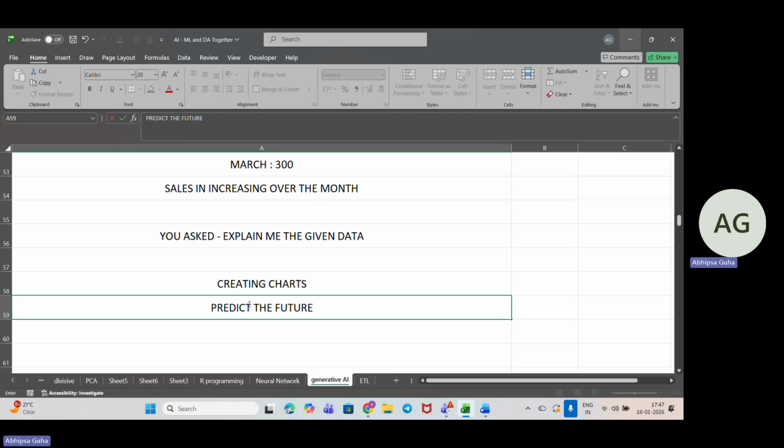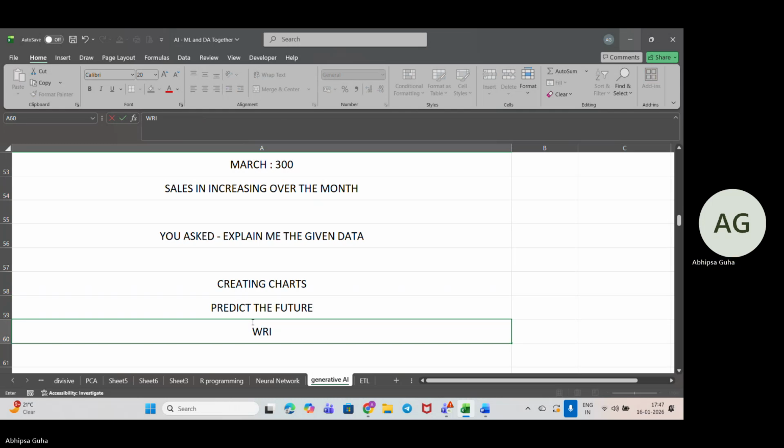Now it can write the reports automatically. Instead of typing around 10 pages yourself, AI writes the summary, the insights, the conclusion, everything AI can generate. So that is the idea.